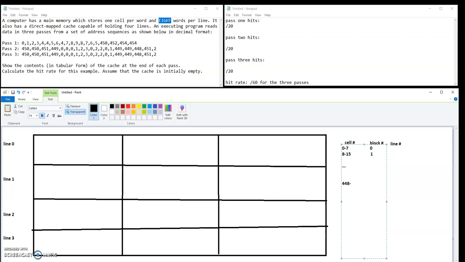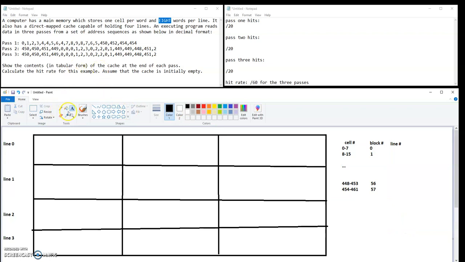448 to 453. That's block 56. Just divided by 8. And then we need to also cover 454 up to 461. And that's block 57. Just dividing by 8.